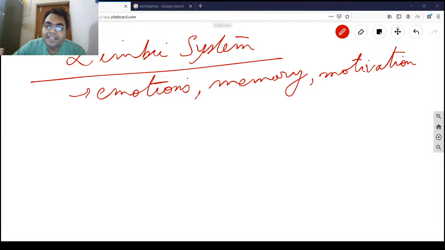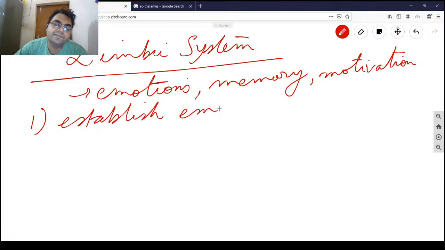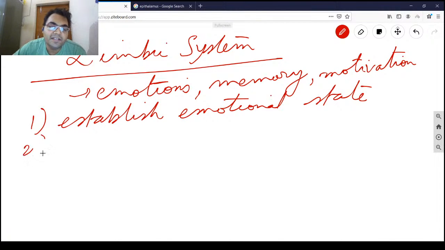So the limbic system is a functional group rather than an anatomical one. It is mainly a functional group. Let's look at the functions of the limbic system. Number one is to establish the emotional state. Then the other function is linking the consciousness of the cerebral cortex with the unconscious and autonomic functions of the brain stem. Very, very important.